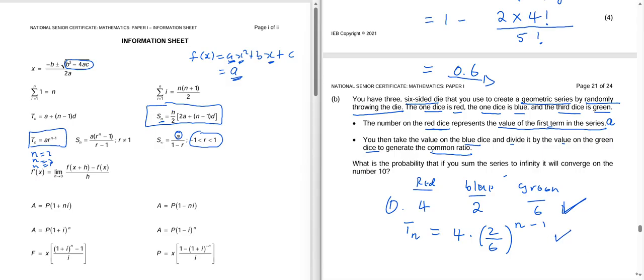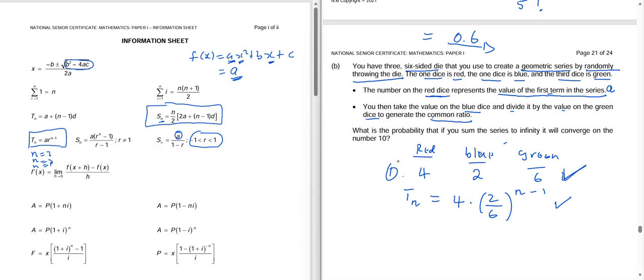And we may need to check that here now, this is the other thing. What is the probability that if you sum the series to infinity, it will converge? Let us check this series. Will it converge? This example that I've given, will it converge? Our A is what? Our A is 4. We divide by 1 minus r. 1 minus r is 1/3.